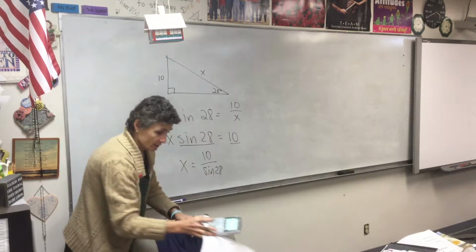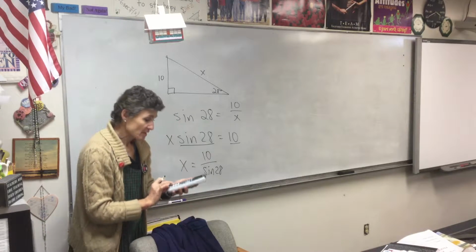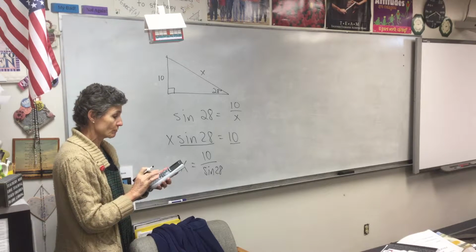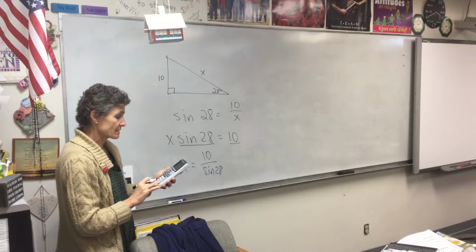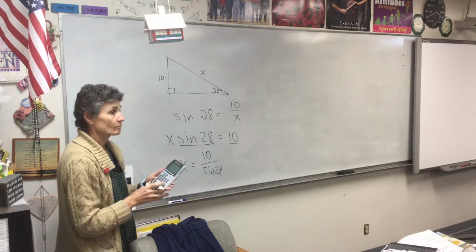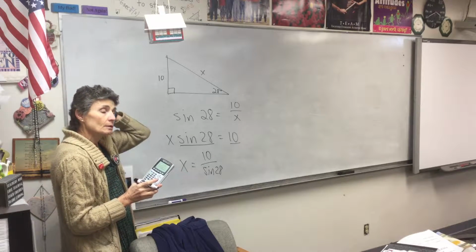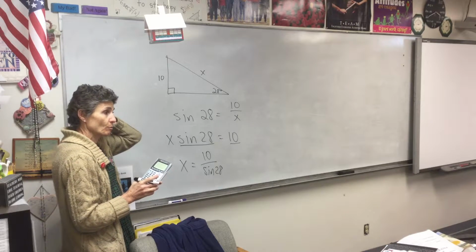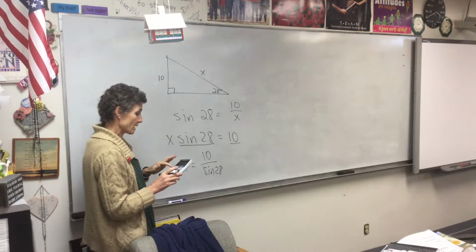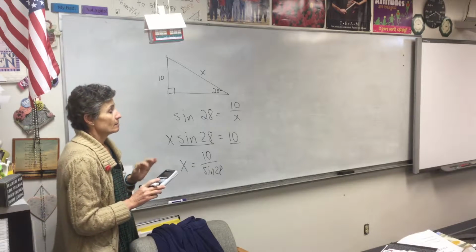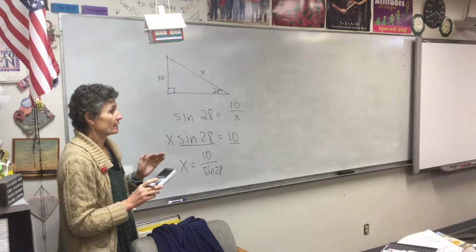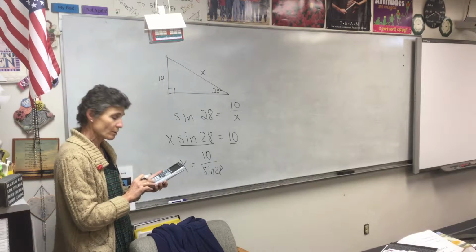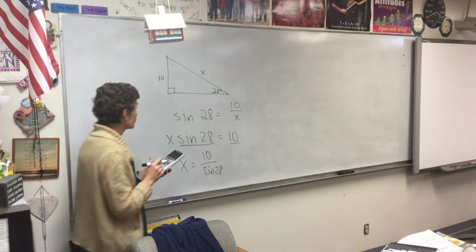So I'm going to go to my calculator. I'm going to make sure that I am in degrees. Go to mode first of all, and make sure degrees is highlighted. People skip this step and they end up missing all the problems because they're in the wrong mode. Go to mode, top row buttons. Make sure degrees is highlighted. If it's not, get it highlighted. And then just type 10 divided by sine 28. Nothing tricky, nothing hard.